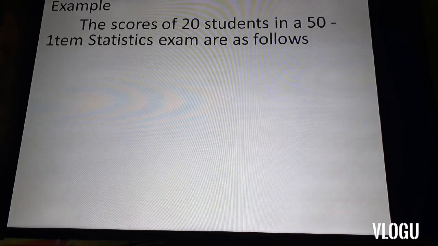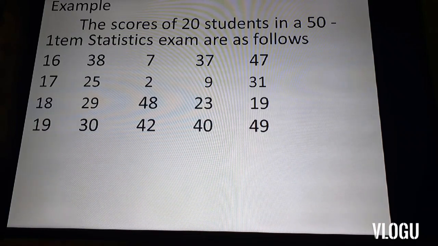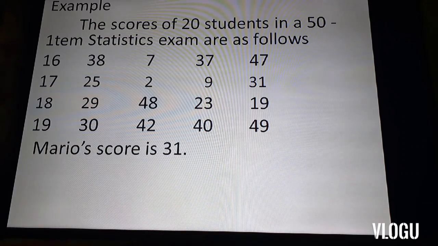I have here the scores of 20 students in a 50-item statistics exam as follows. We have scores from 16 to 49. Hindi po sila nakaayos. Ibig sabihin nun yung scores natin ay rumble. So, unang hakbang to solve for the percentile rank of the given data is to rearrange the numbers from lowest to the highest scores.